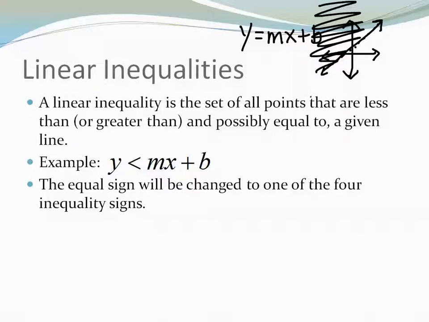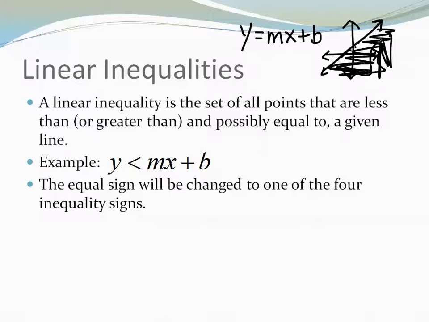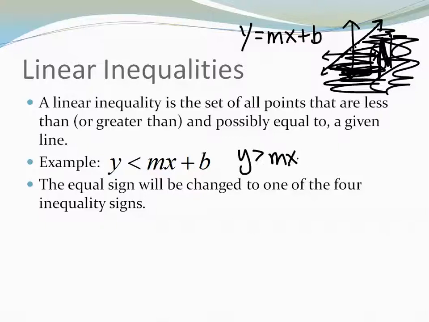Greater than that line would look like this. Less than that line would look like this. So you get a whole section. In fact, it's an infinite number of points. And how we graph it, like I'm doing, is shading it. So this is an example: y is less than mx plus b. Or it could be y is greater than mx plus b. Or it could be less than or equal to, or greater than or equal to. But you don't have an equal sign. The equal sign goes away and you get one of these symbols.